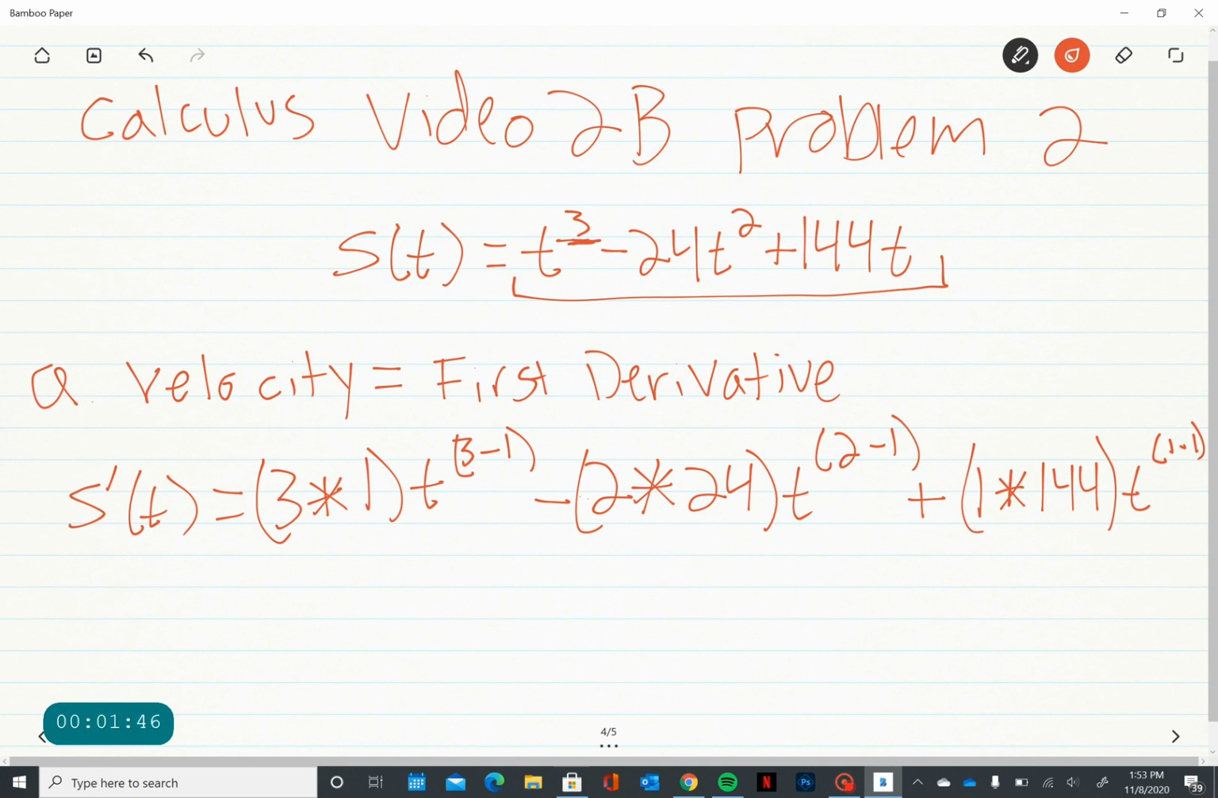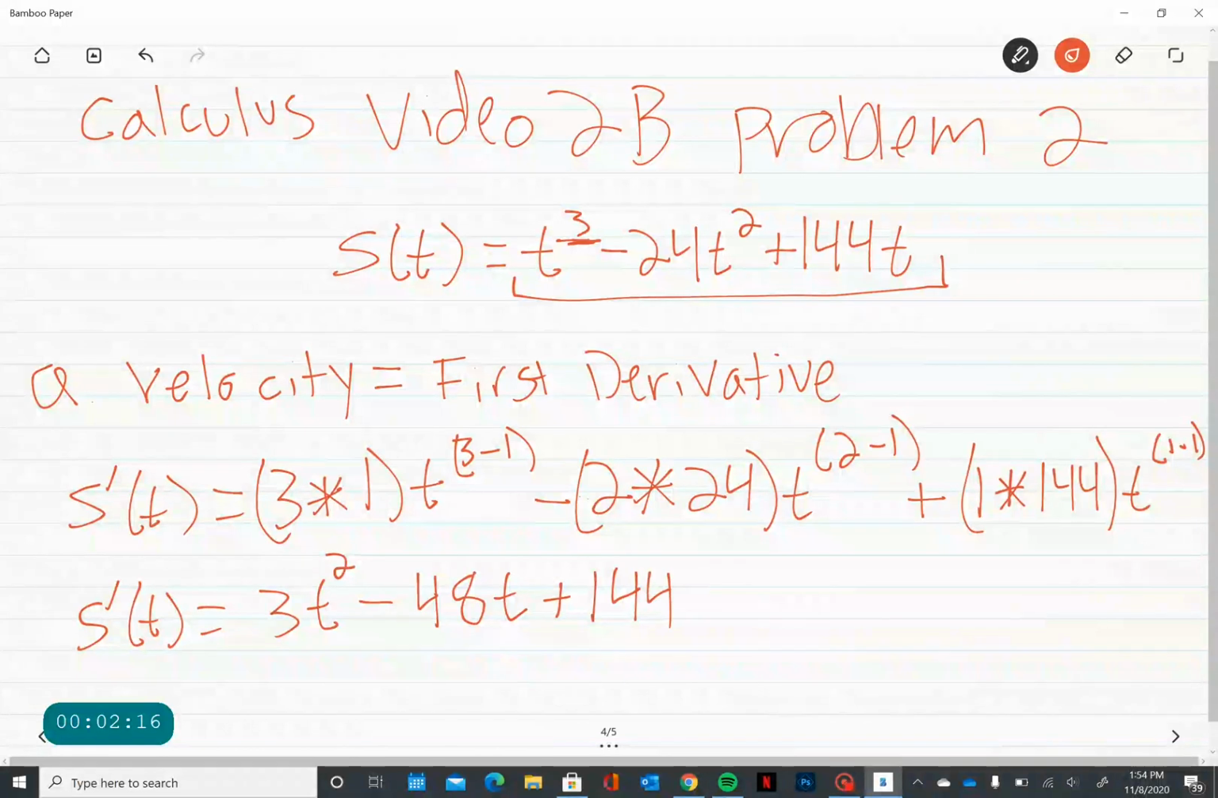So we can simplify this. We get s prime of t is equal to 3t, 3 minus 1 is 2, minus 2 times 24, which is 48, t to the 1, because it's just 2 minus 1, plus 1 times 144 is 144, and then t to the 1 minus 1 is 0, which drops this t, so we no longer have a t at the end.